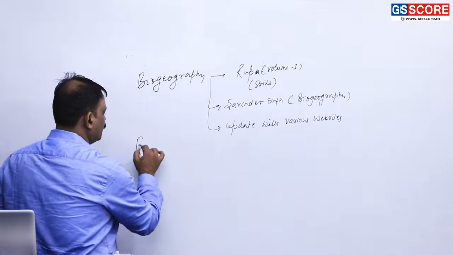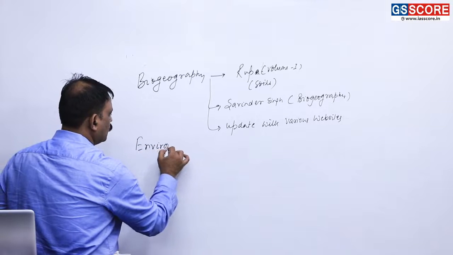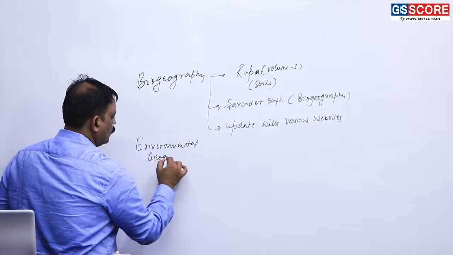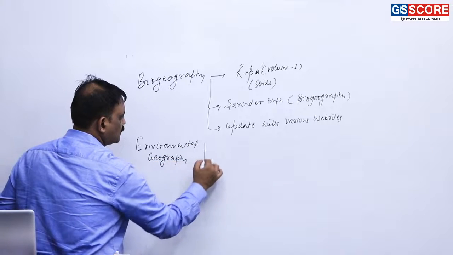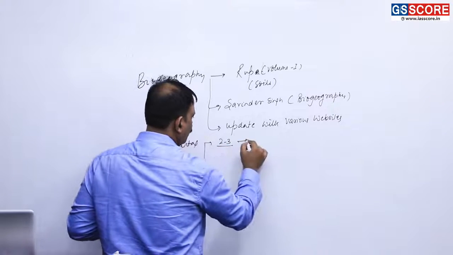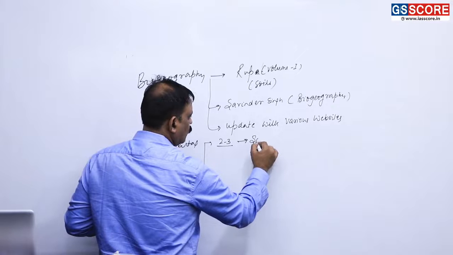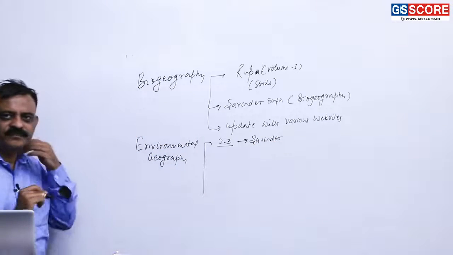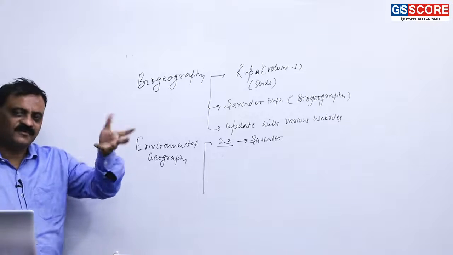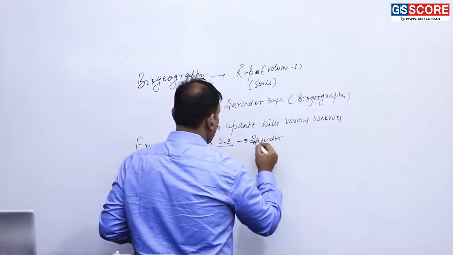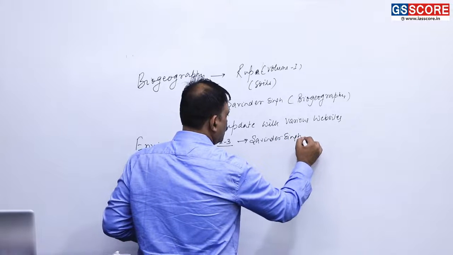And for environmental geography, I must say that just a very few chapters, 2 or 3, you can refer from Savindra Singh. Only the chapters related to your syllabus, for example, management of ecosystem. These are topics based on fundamental knowledge, so you can take them from Savindra Singh's Environmental Geography.